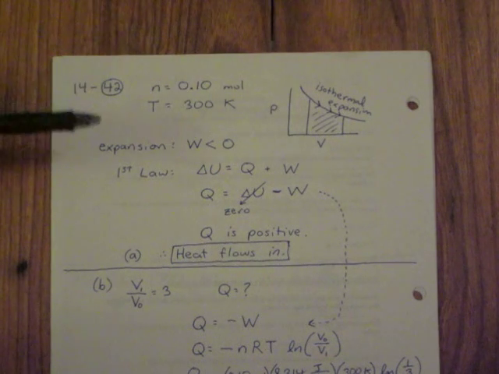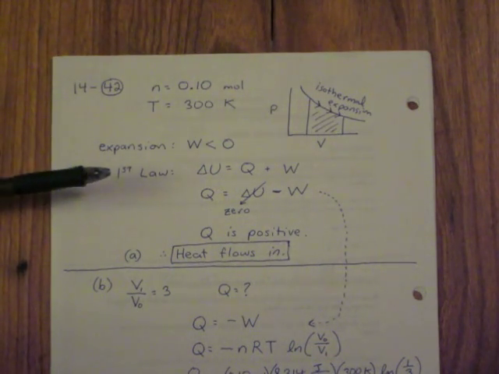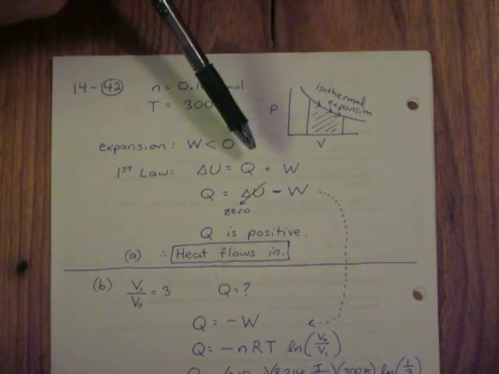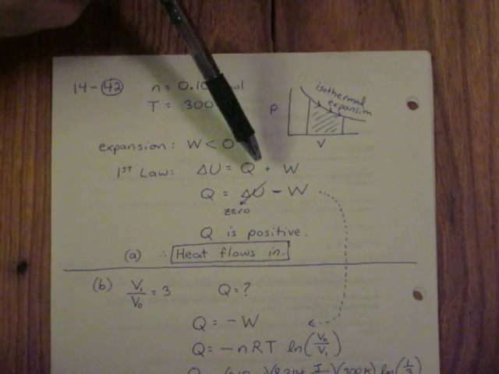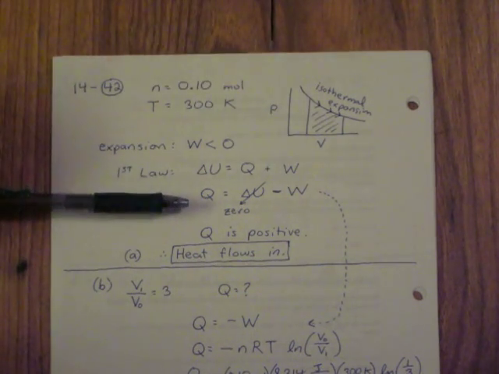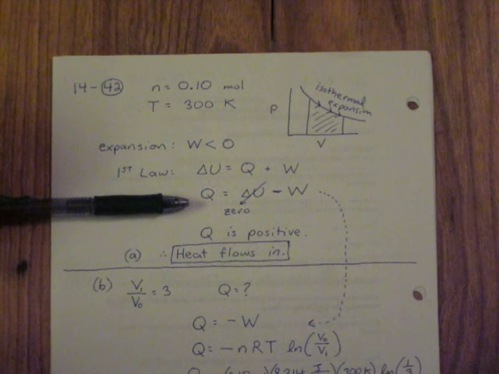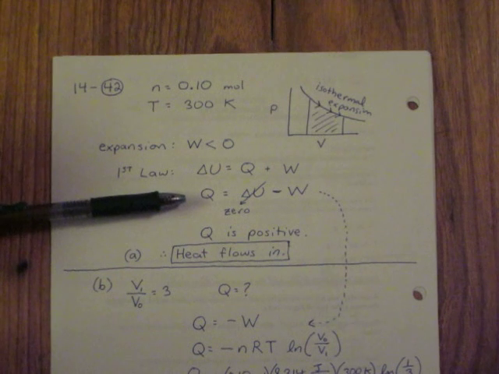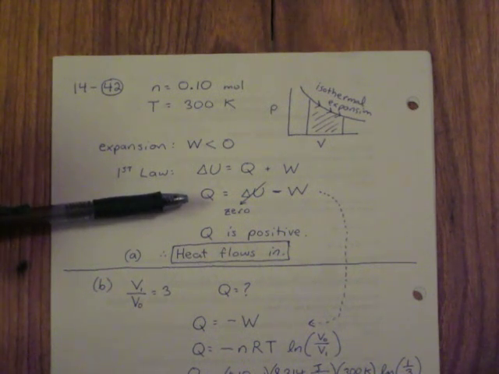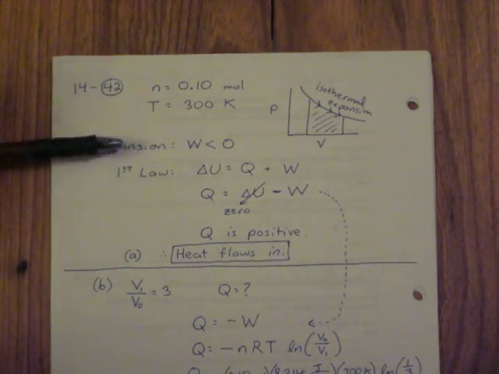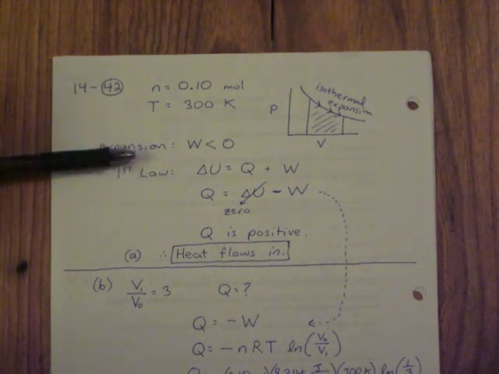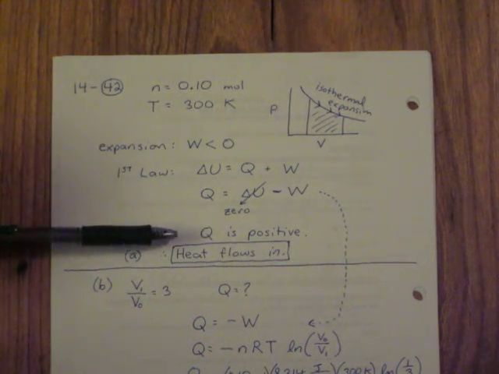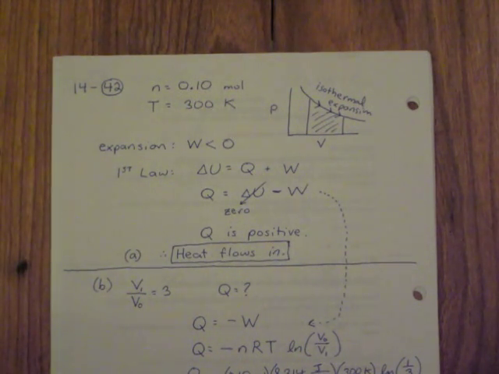Let's apply the first law of thermodynamics to figure out what's going on with heat flow. Delta U equals Q plus W. So we solve for Q. Since it's isothermal, we can say delta U is 0, so Q equals negative W. Now up here, we said it's an expansion that W is negative, which means Q is the opposite of a negative number, so we can say Q is positive, or heat flows in.